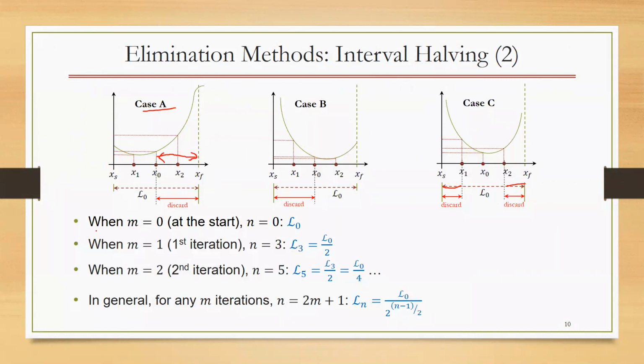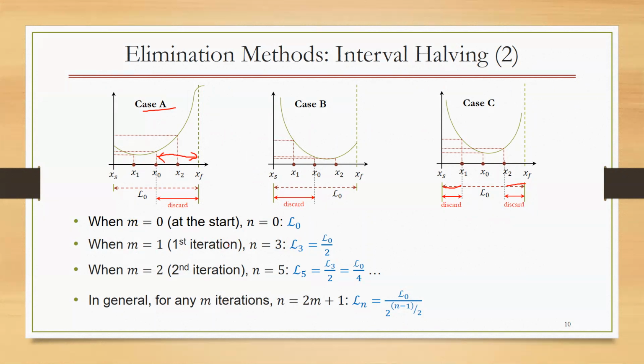Now let's try to find the general form for L of n. In the end, what would be the length of the final interval? Again, at the beginning, when we do not choose any points, we are just given an interval XS and XF. M, the number of iterations, is equal to 0, and n is also equal to 0. So we have the initial length L0.